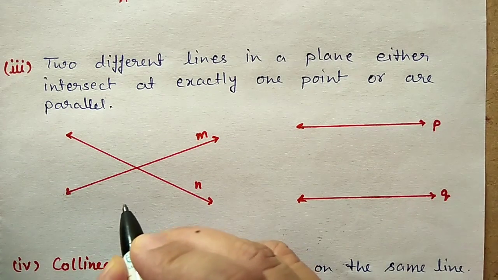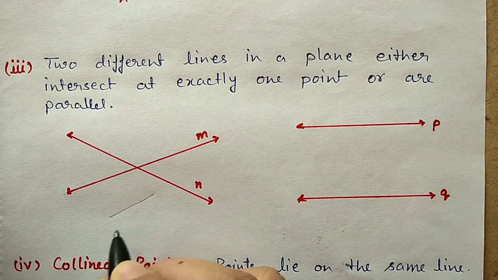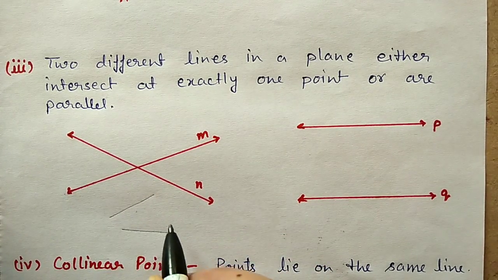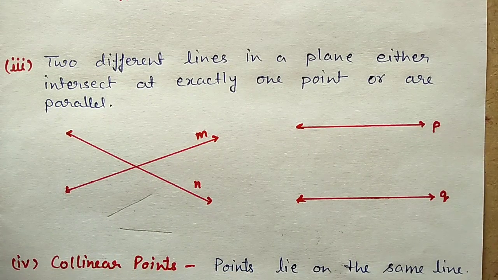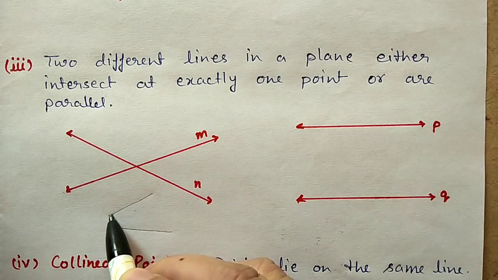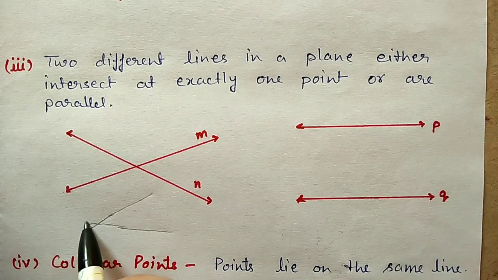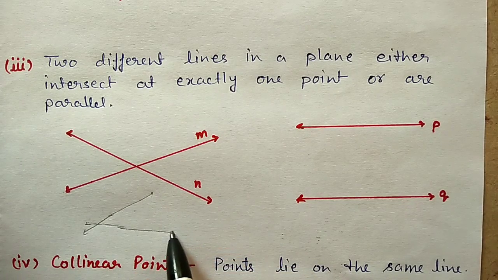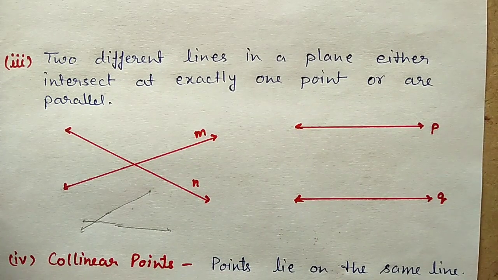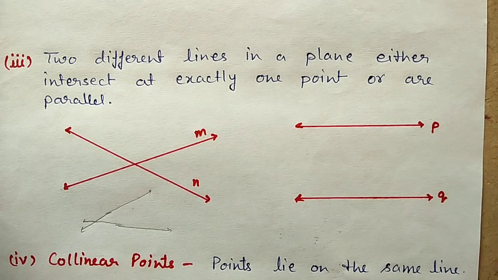Sometimes maybe you get lines like this. One line is like this, one is like this. It seems like they are not intersecting, but if we extend these lines, somewhere these lines will intersect each other. So only two conditions are here. The two lines will intersect each other, or the two lines will be parallel to each other.